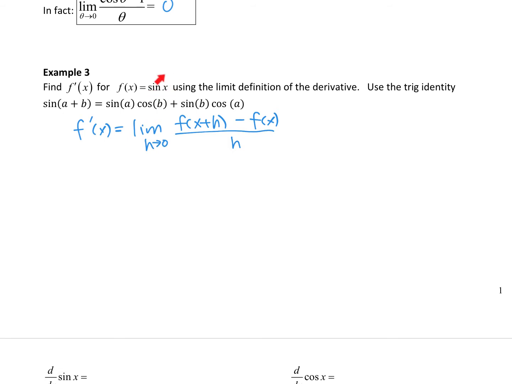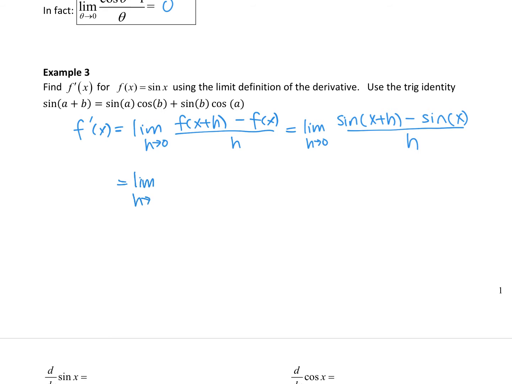Here our function is sine x. So let's rewrite this in terms of sine. I get the limit as h goes to 0 of sine of x plus h, minus sine of x, over h. Here I notice sine of something plus something. There's a hint. I'll use the trig identity here. I can rewrite this into some more complicated stuff. So let's see if that's going to help us out.